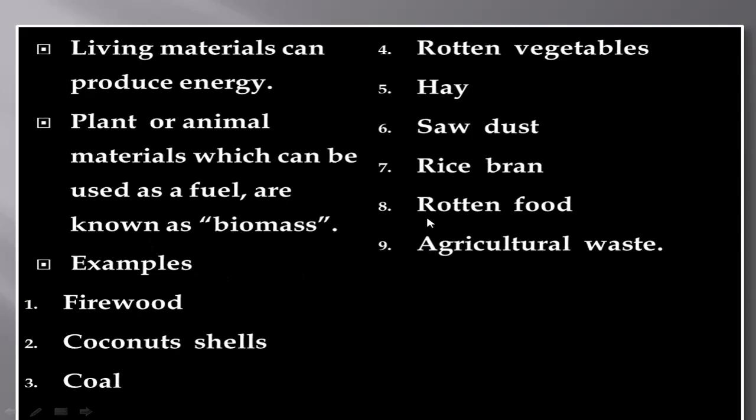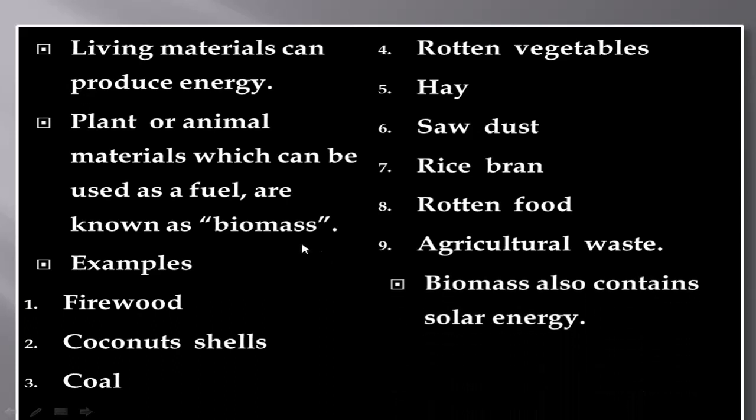Before learning the examples, we learnt what is meant by biomass: plant or animal materials which can be used as a fuel. After that we learnt examples of biomass. Then we will learn our last point: biomass also contains solar energy, because our main source of energy is the sun. Now we have learnt what is meant by biomass.